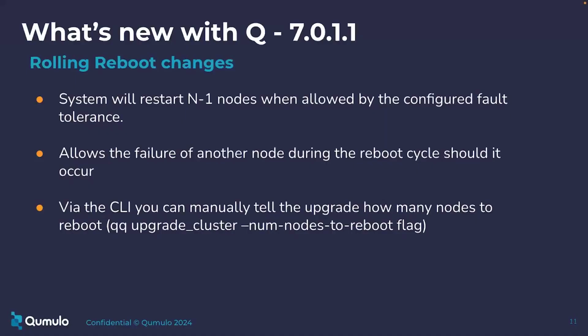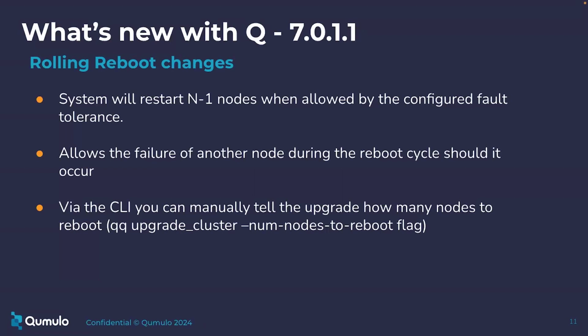Moving along to rolling reboots. We did some changes here. I want to say it was a couple versions ago, we introduced the possibility of doing rolling reboots. And what you would see happen in those cases is if you had a fault tolerance that allowed you to have, say, 2 nodes offline, we would go off and take 2 nodes offline during a rolling reboot.